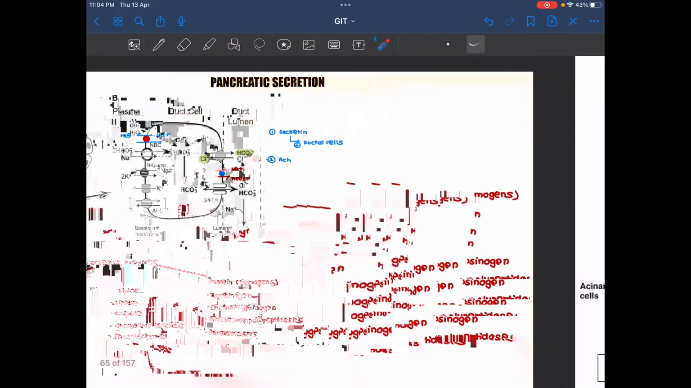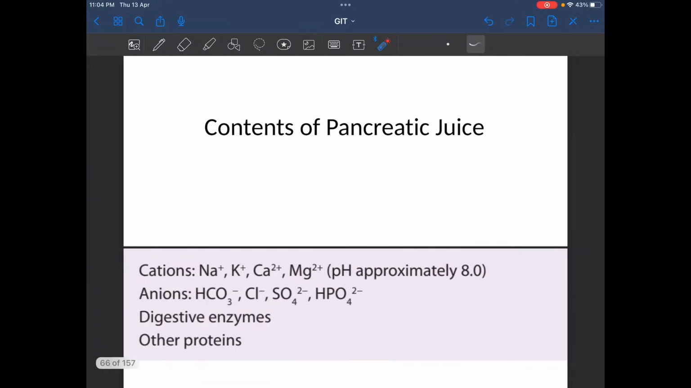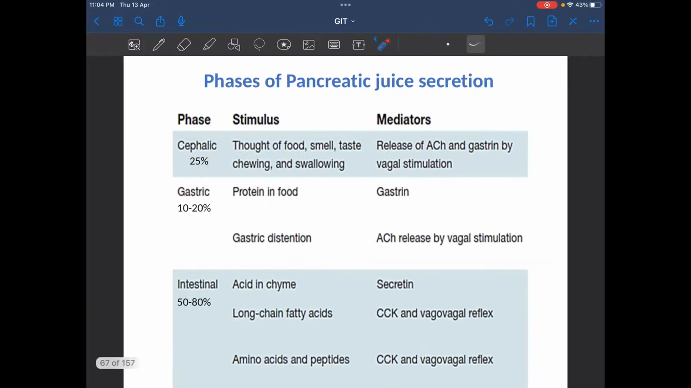So this is what I was talking about: secretin, just remember, acts on the ductal cells and can increase your bicarbonate. Okay, very important. So these are the contents of the pancreatic juice. We've already talked about the digestive enzymes per se. And again, phases of the pancreatic juice: it could be cephalic, it could be gastric, but mainly it is intestinal, as opposed to the gastric.